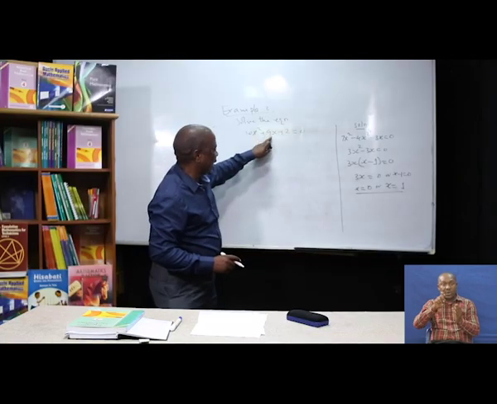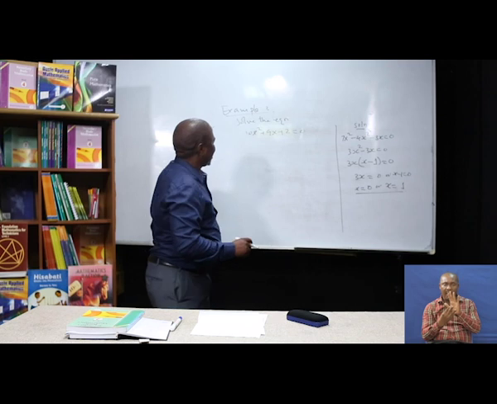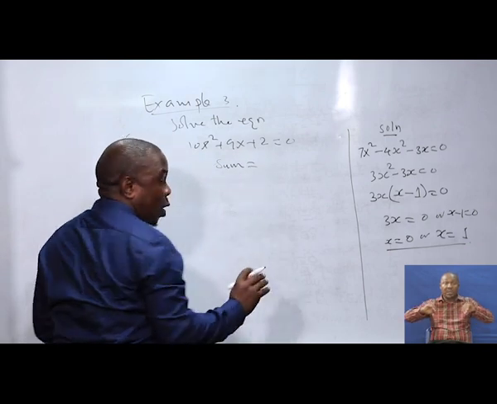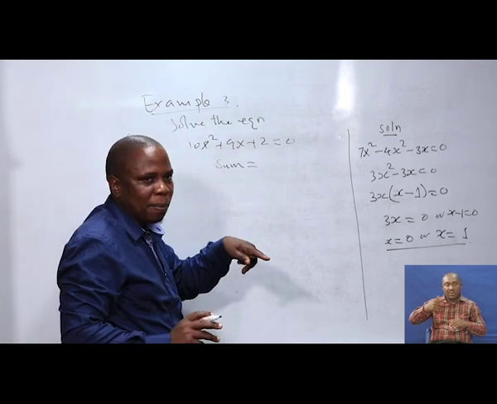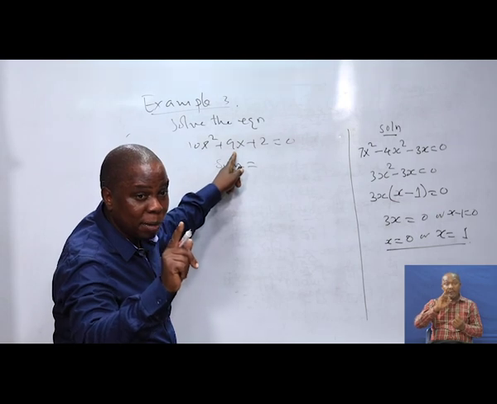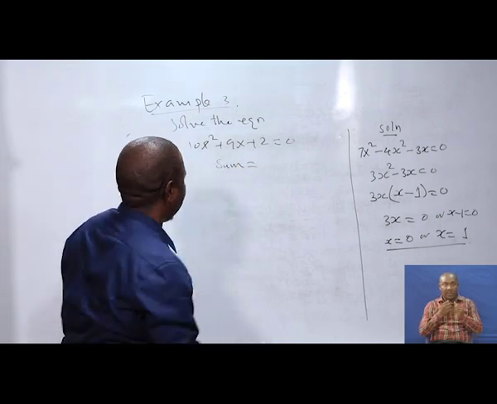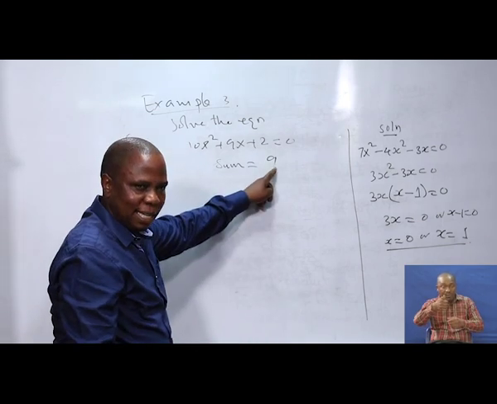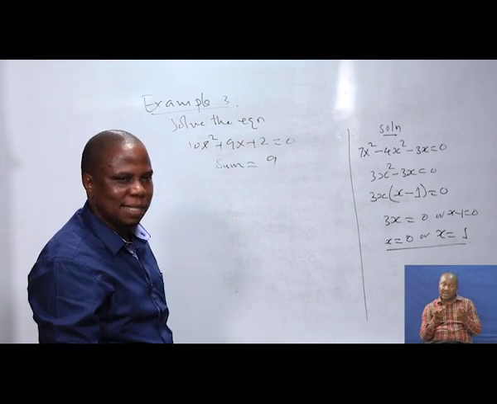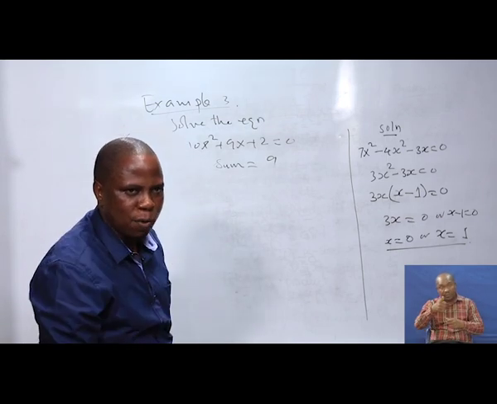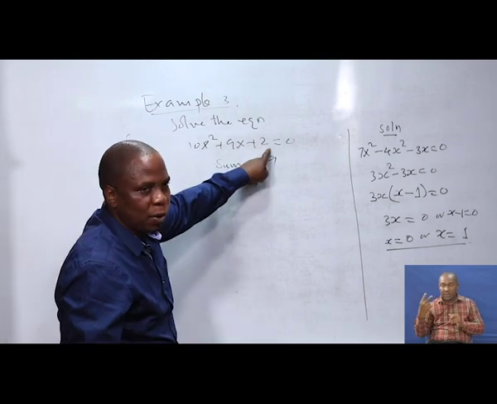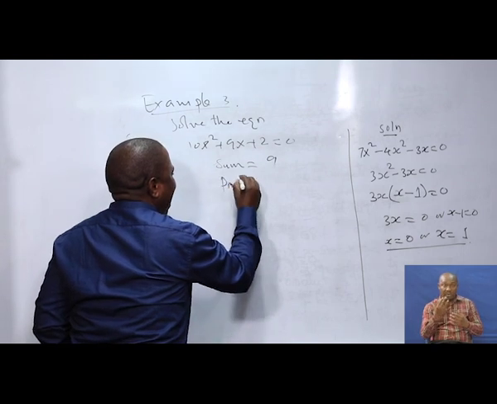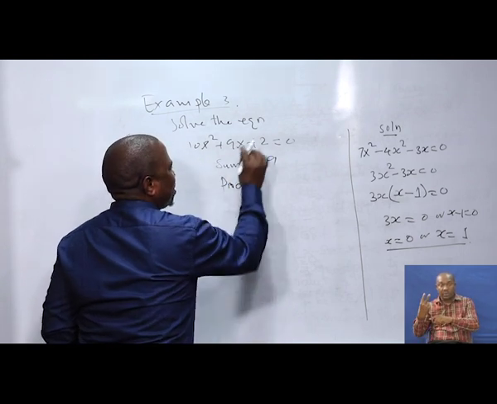Our middle term here, the coefficient is 9. Now 9, we need to find two numbers. That's how we split it. Find the two numbers whose sum should be the coefficient of the middle term. Our middle term is 9x. The coefficient is what? It's 9. If you add them, they will give you 9. And also the same numbers, if you multiply them, they will give you the product of 10 and these 2 here, which is what? 20. Two numbers whose sum is 9 and whose product is 10 times 2.